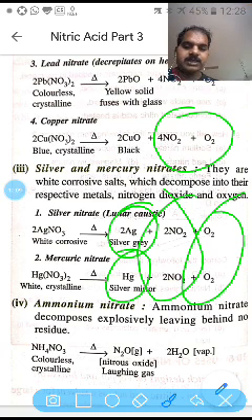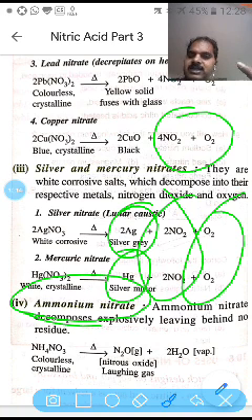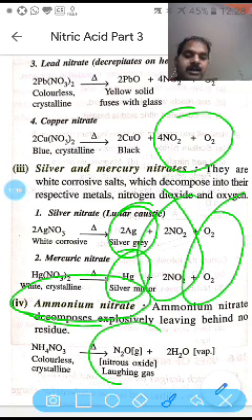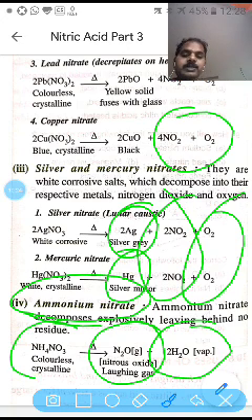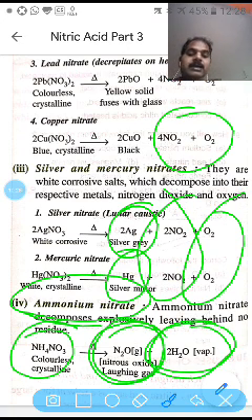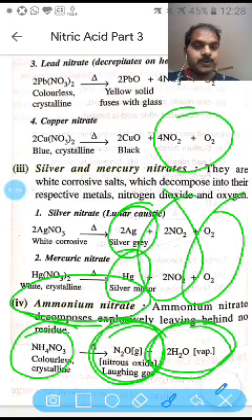The last one in this chapter says that ammonium nitrate, if we heat ammonium nitrate, what happens is that we get nitrous oxide and water vapor. So from a solid crystalline substance we have two gases. The expansion in volume will be enormous and it will function as an explosive.